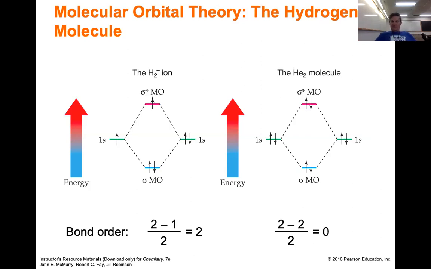For helium, why doesn't helium form a diatomic molecule? Well, He2 would have 4 electrons, 2 from each helium. You put 2 in bonding and 2 in anti-bonding. So the numerator is 2 minus 2, which is 0. And so the He2 molecule doesn't exist because there's no benefit to its energy to forming a bond.